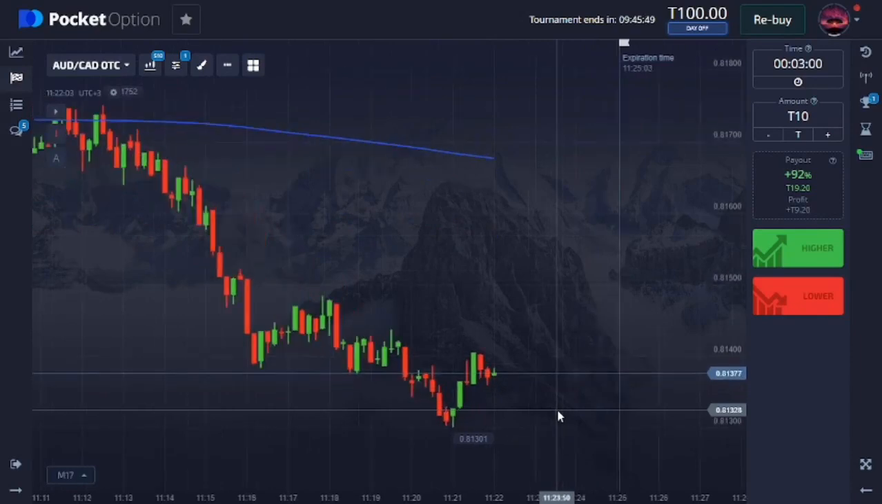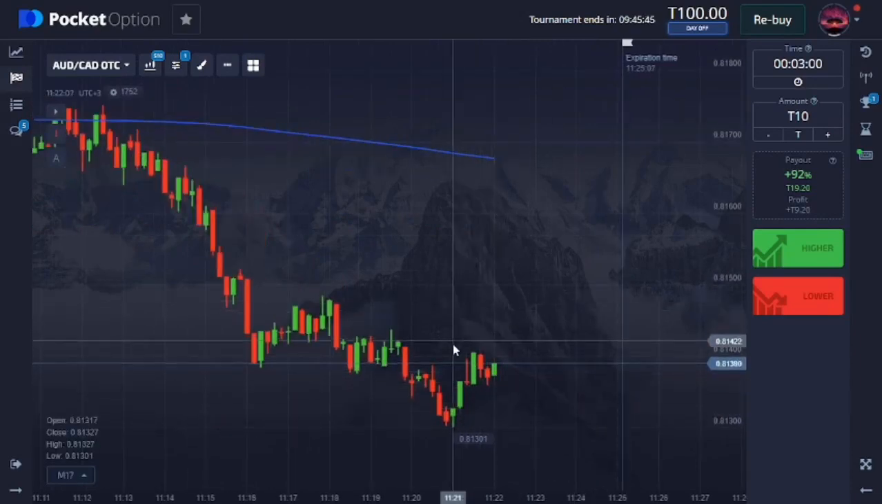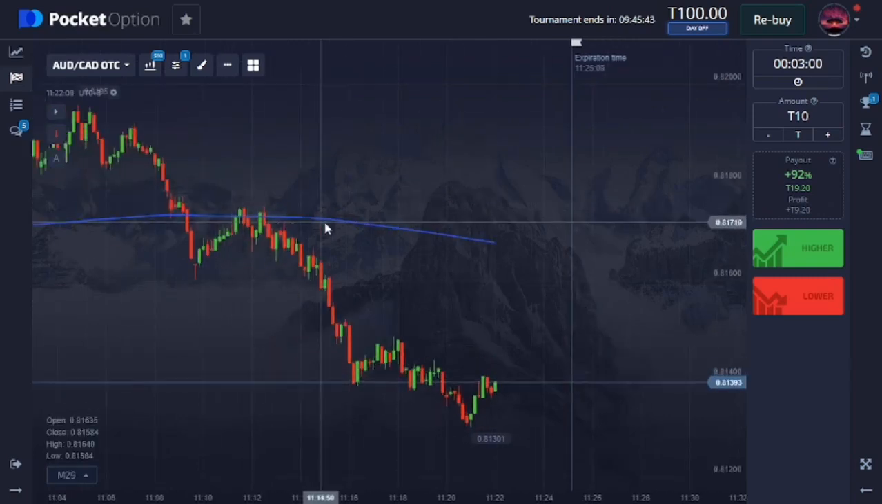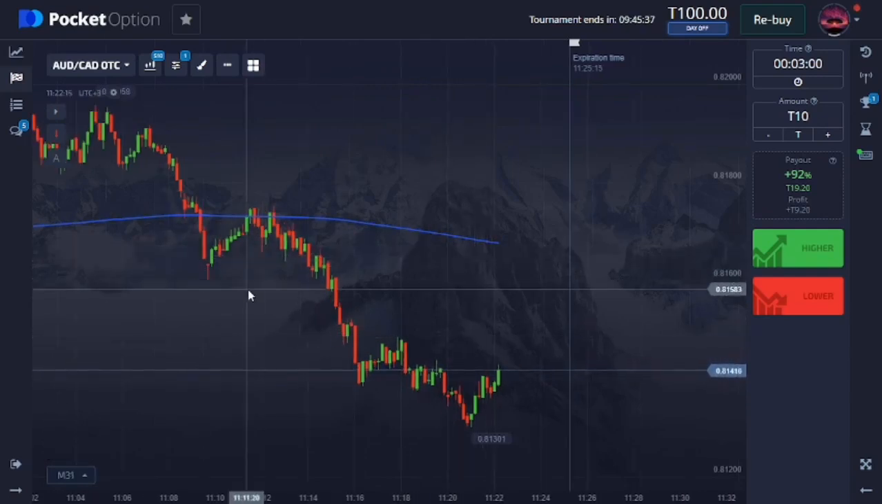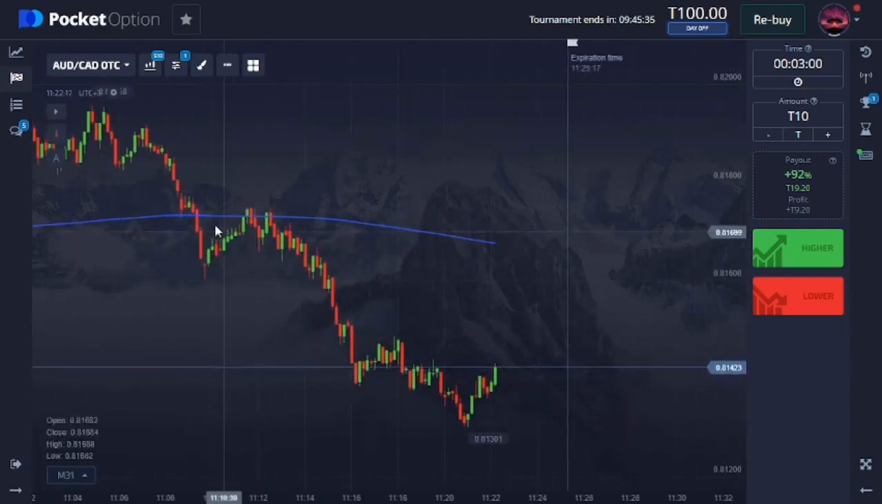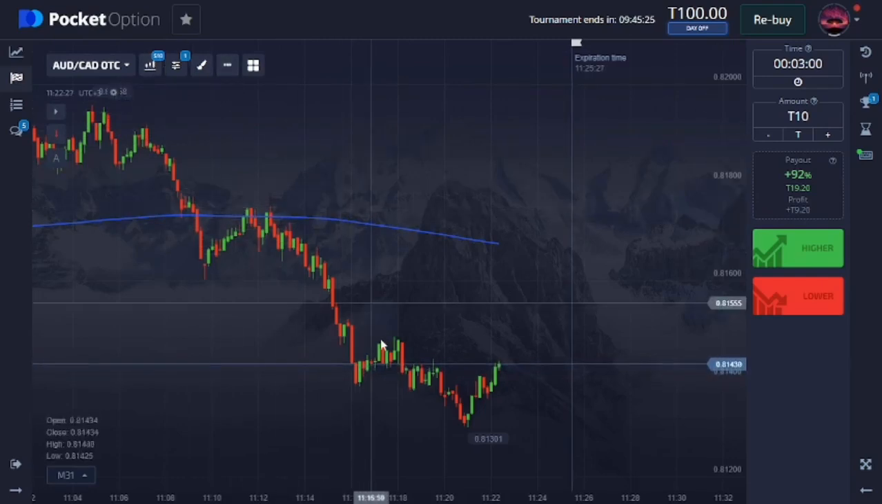So let us just see. It could be the beginning of a bullish move, but that is unlikely because we are below this moving average. So the only thing I am using is this moving average. There is no other indicator. There is no RSI. There is no MACD. There is no stochastic or anything.